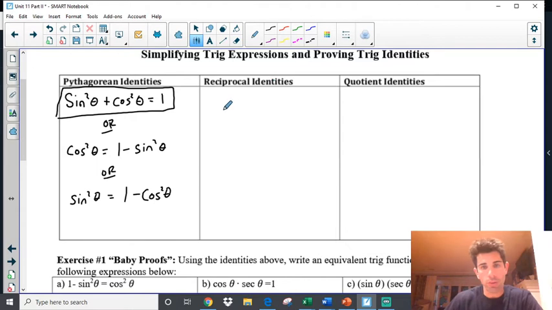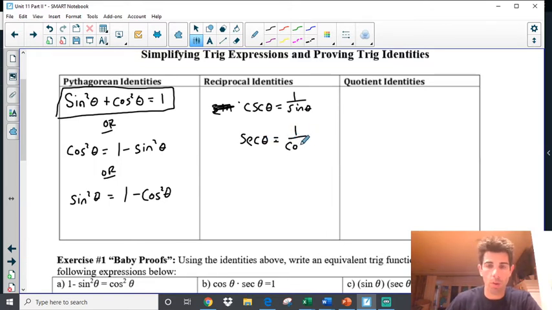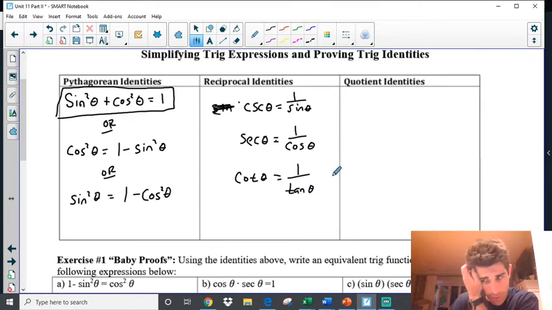Reciprocal identities, we've done those before. You have sine theta, and its inverse function is cosecant, which is 1 over sine theta. Then you have the secant, which is 1 over cosine theta. And then you have the cotangent, which comes from 1 over tangent theta. We looked at those in an earlier lesson.